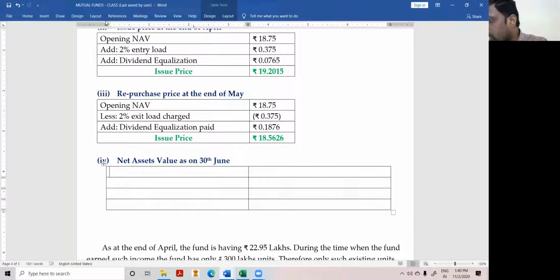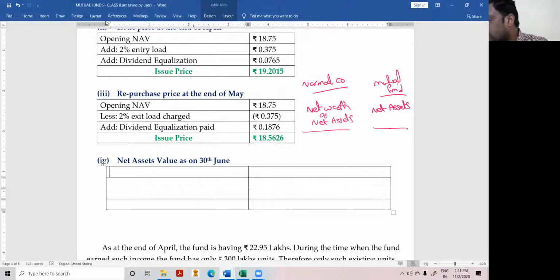Look at this. Normal company, mutual fund. For a normal company, it is net worth. For a mutual fund, it is net assets. Net worth or net assets; for a normal company, also we can call it net assets.